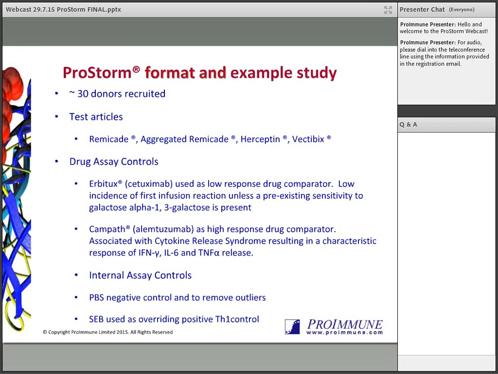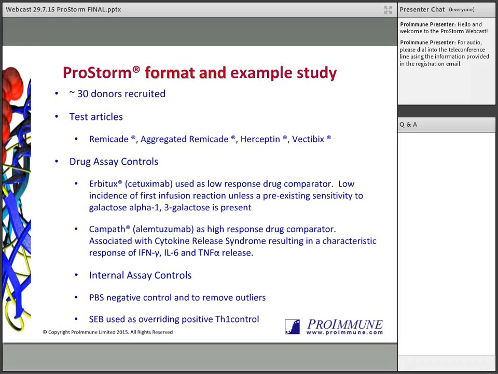Okay, so now I'd like to share some example study data that was performed here at Proimmune. And in this study, we recruited 30 donors, and the test articles we included in the project were Remicade, which we've already discussed, which is an anti-TNF-alpha antibody, aggregated Remicade, which was the Remicade stir-stressed over a 24-hour period, which caused a heavy aggregation determined by visual inspection.